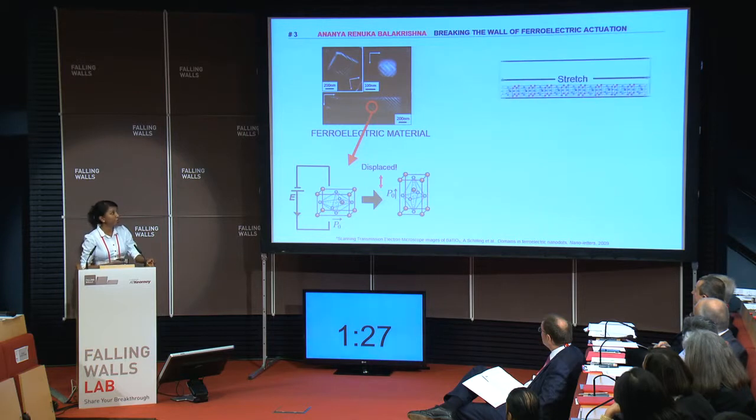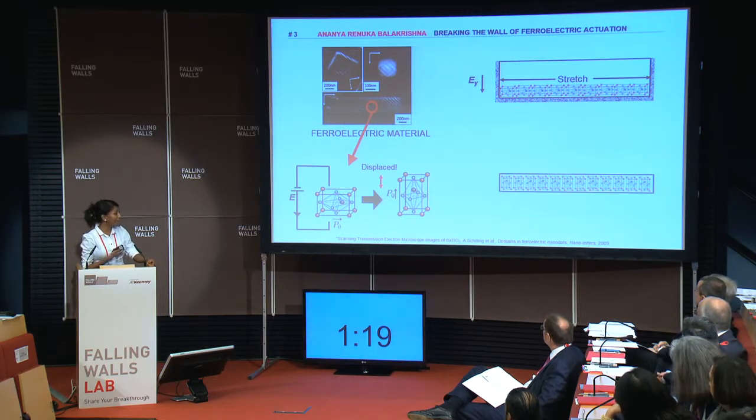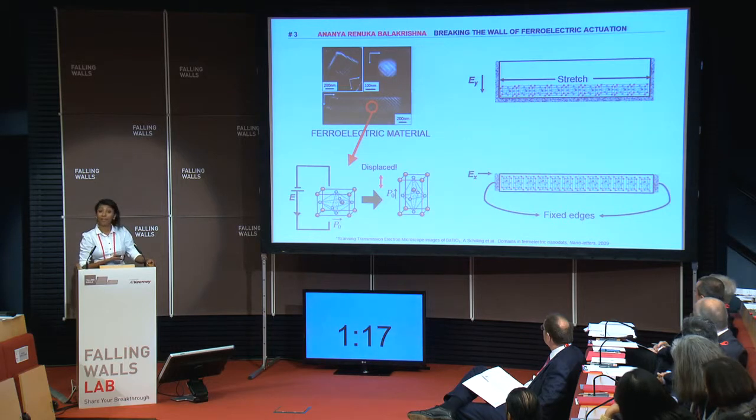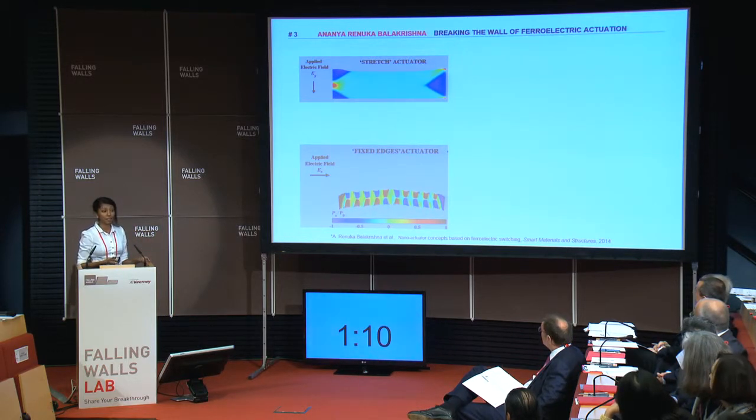So if I take a strip of this material, stretch it, mechanically clamp it, and now apply an electric field to it, or I take a slender beam of the material, fix its edges, and now apply an electric field, I'm forcing the material to deform. And by causing this deformation, I'm making these materials actuate and behave as actuators.